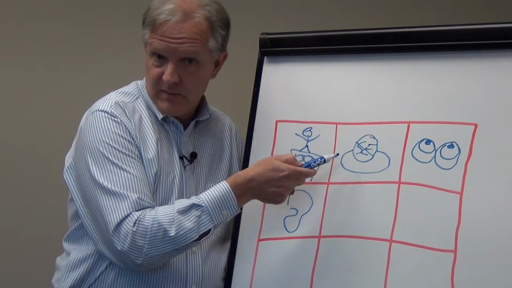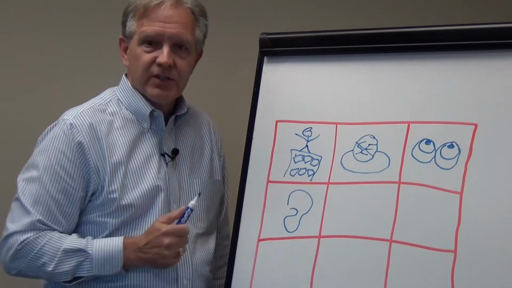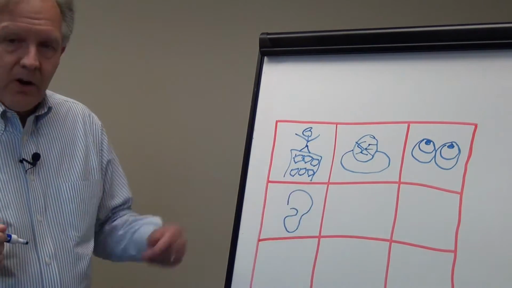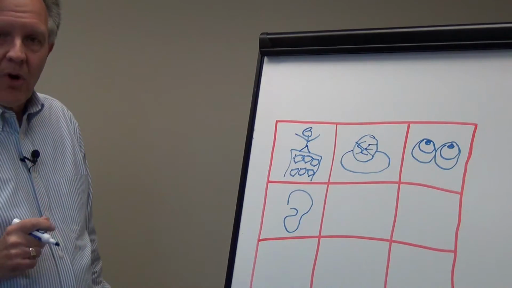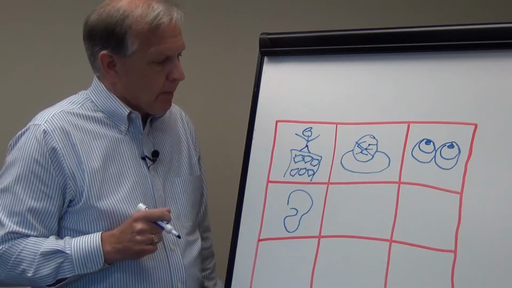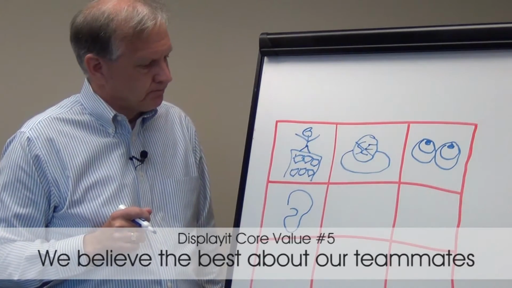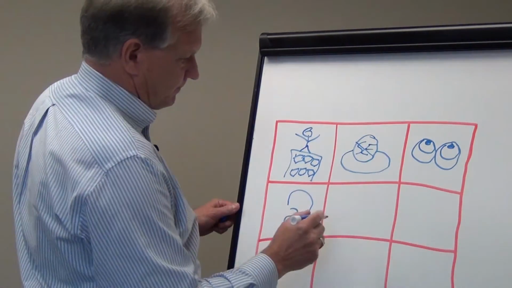So what do we have over here? We do not serve to exist. That's right, we exist to serve. See how easy this is? Right here, what do we want to do? We want to put our 5th core value, which is we believe the best about our teammates. So, let's draw some teammates.